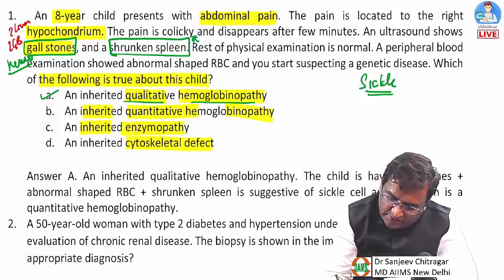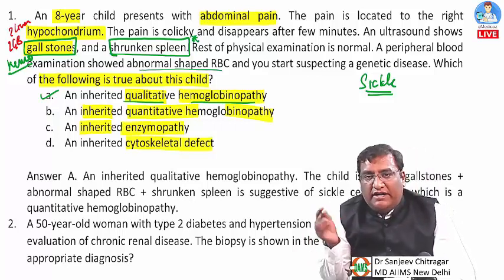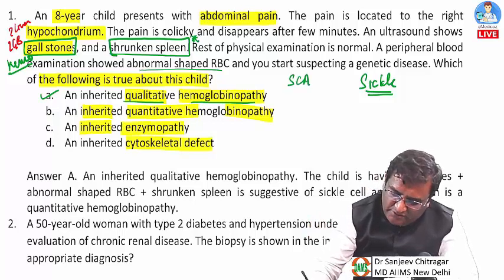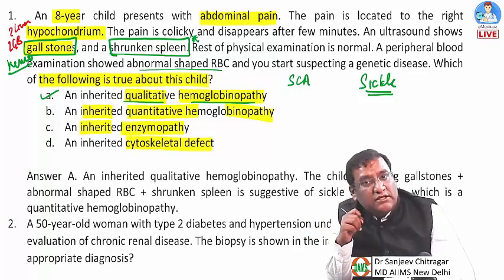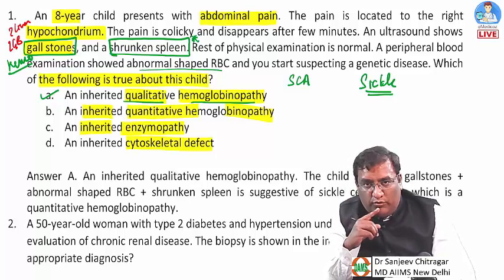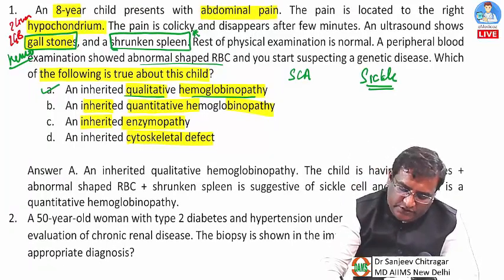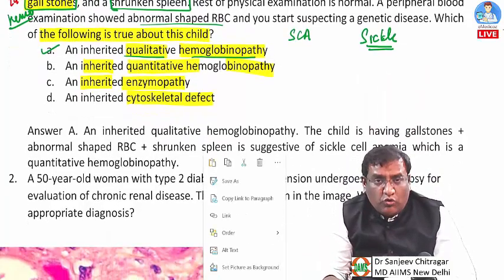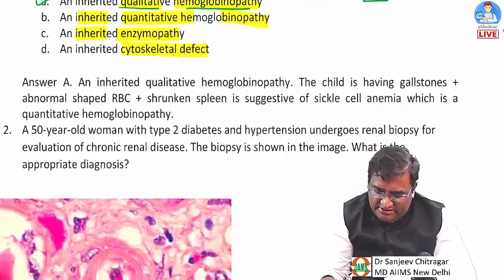Peripheral smear shows abnormally shaped RBCs. That is all again for sickle. So the diagnosis here is sickle cell anemia, and this is a qualitative hemoglobinopathy. That is the answer here, right? Yes. So it was an easy question. There was only one keyword, I would say, in this.